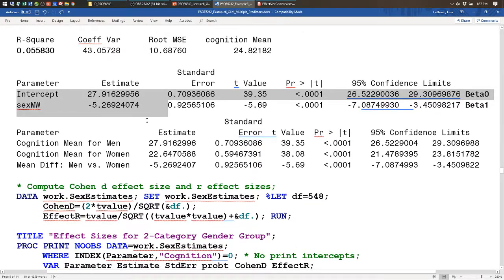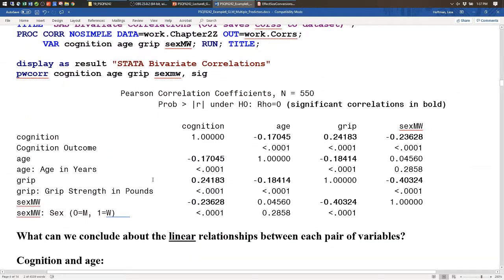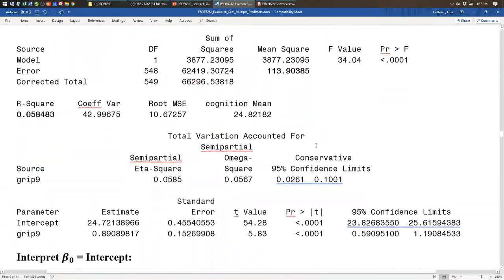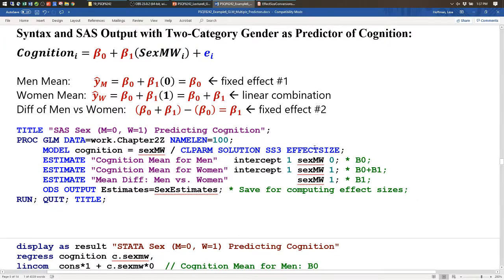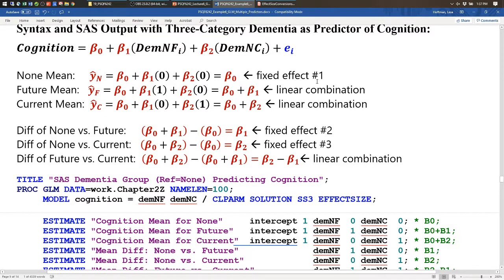Yes. So the intercept is what cognition is predicted to be for men. It is predicted to be lower by 5 for women, resulting in predicted cognition for women of 22. And the effect size that goes with that gender difference was already given to us right here. Okay. Last single model, and then we can put it together, likely next time.